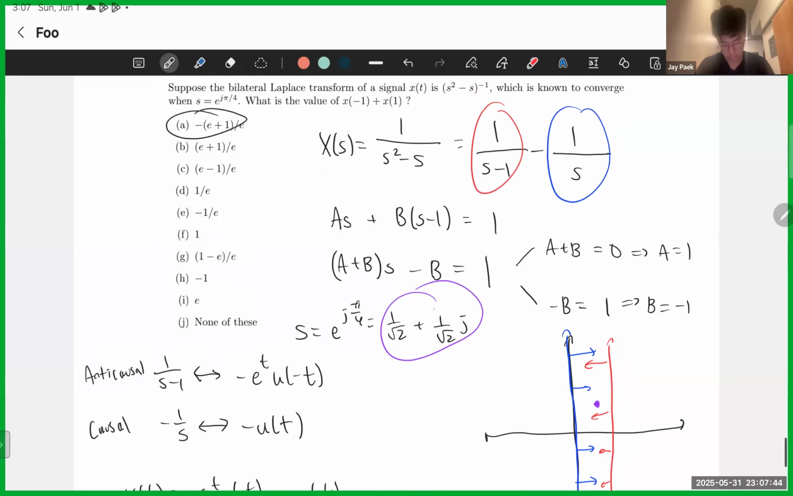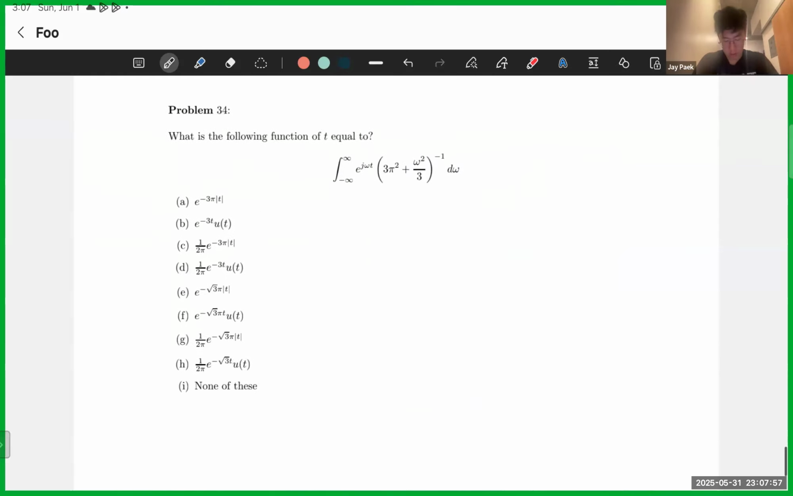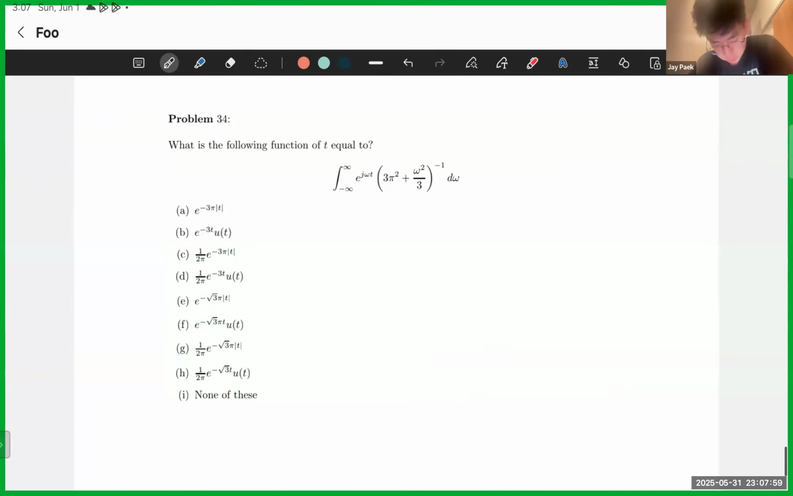All right. Any questions so far? We have like 3 more questions after this, so just want to take a short pause. Any questions? Let me check the chat. Okay. All right, let's wrap this up. What is the following function of t equal to?